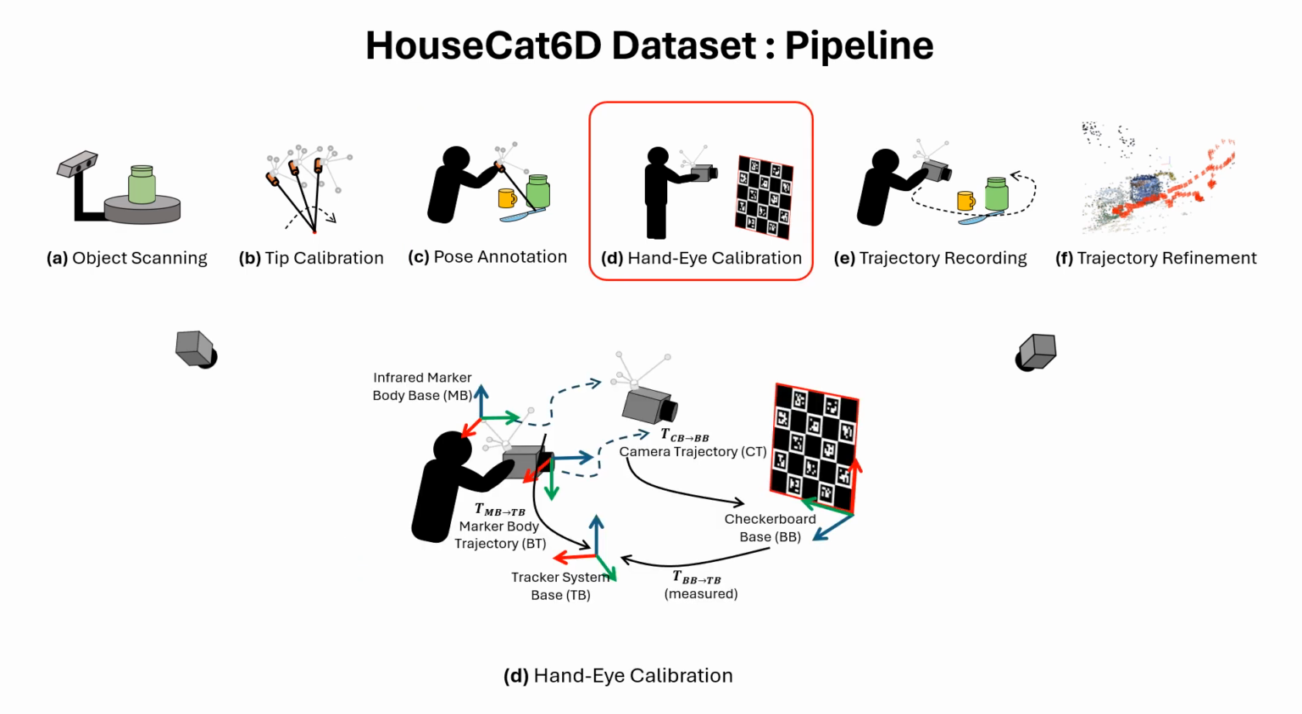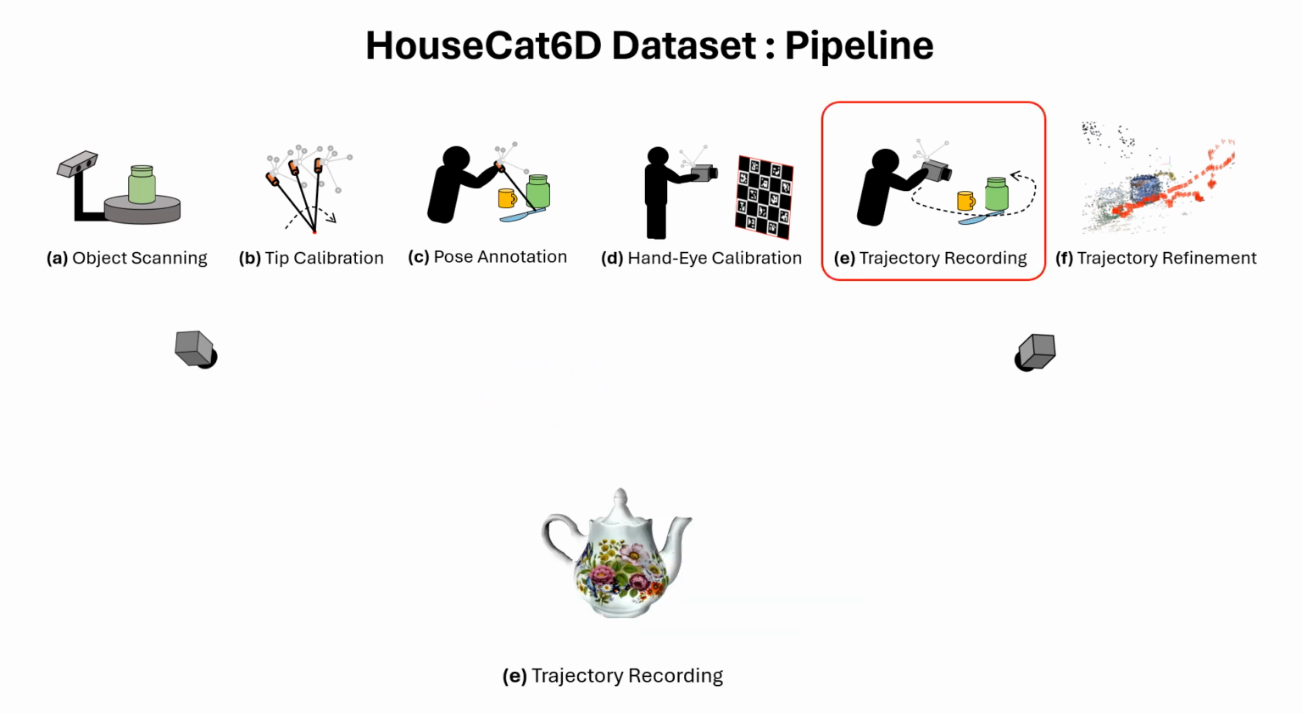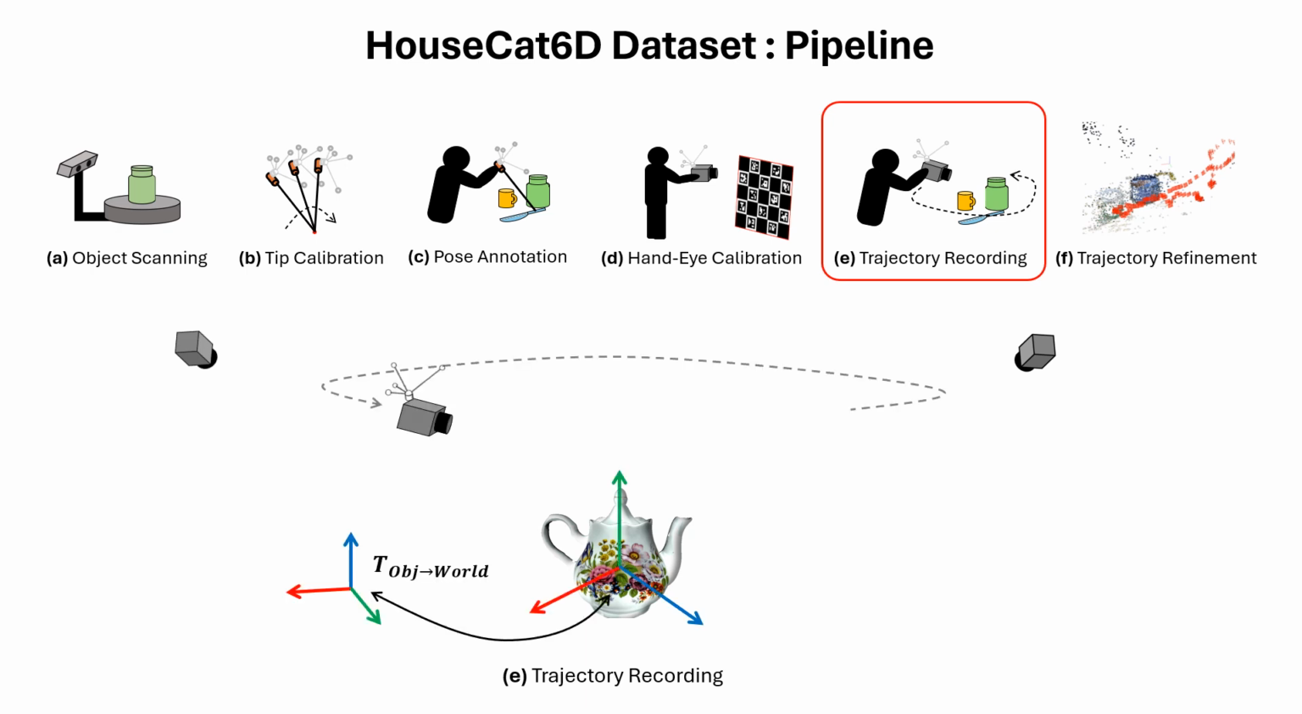Once the object annotation is done, we perform the hand-eye calibration, that is, calibration to obtain the pose between the infrared marker body and the camera image sensor. When the hand-eye calibration is done, we finally record the sequence around the object. Here with the annotated object pose and camera body pose combined with the hand-eye calibration, we can get the 6D pose of the object, that is, the object pose relative to the camera image center.